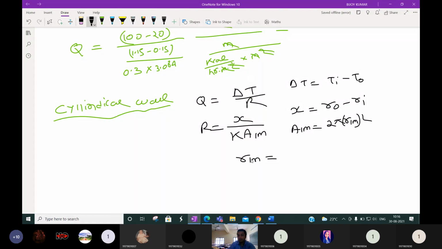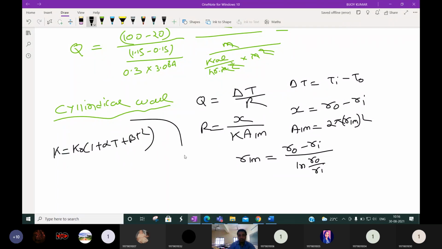It is logarithmic area. This is logarithmic radius, and this is nothing but Ro minus Ri by ln of Ro by Ri. Okay, these things please remember. For a composite wall, if K value is not constant, then it will be K0 into 1 plus alpha T plus beta T squared. In that case, if K is not constant, then the value of R will be X by Km into ALM. How to calculate this Km value, that we derived.